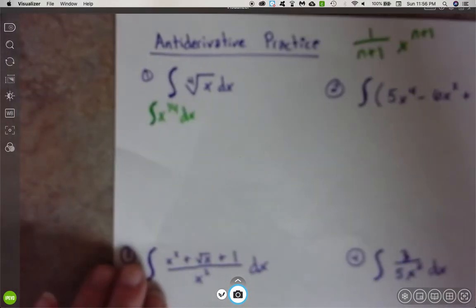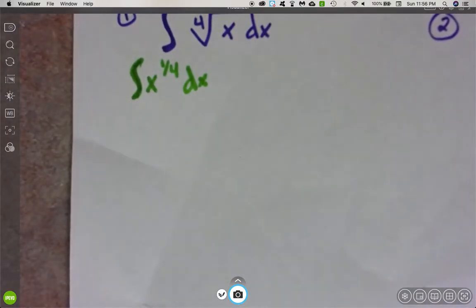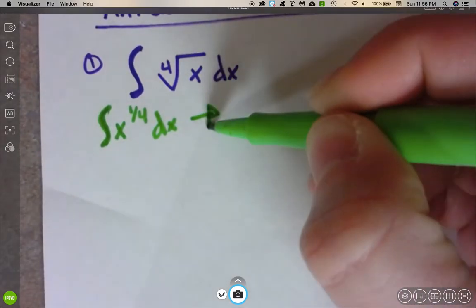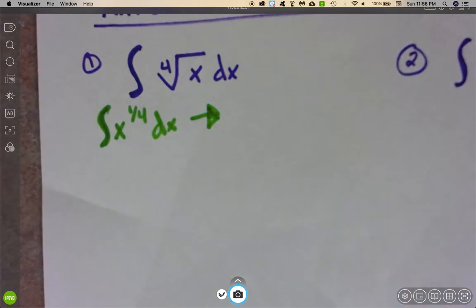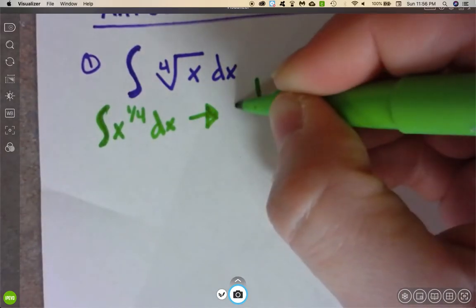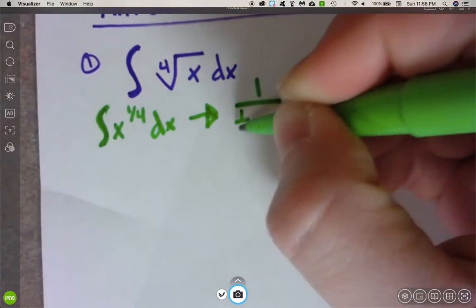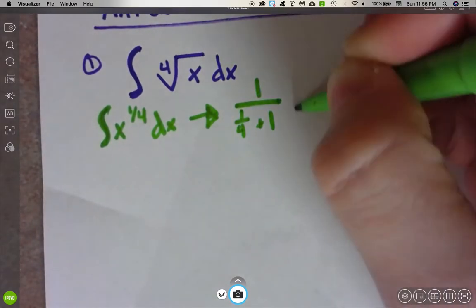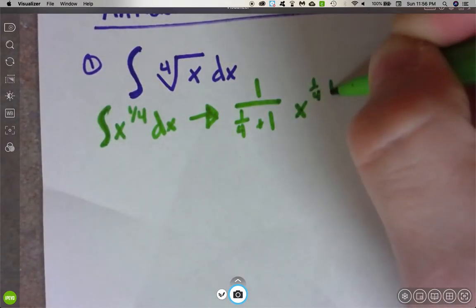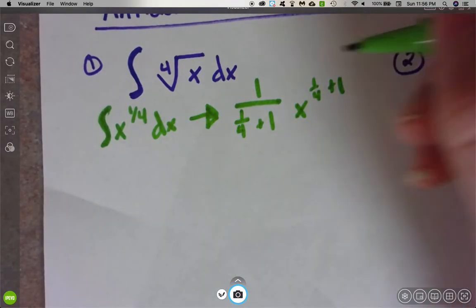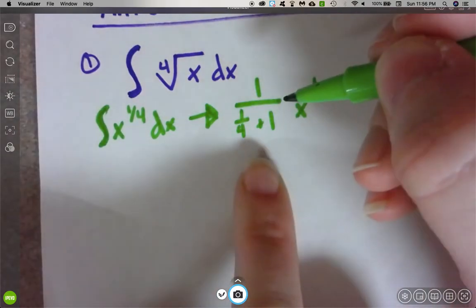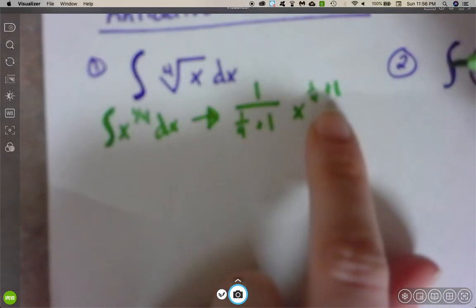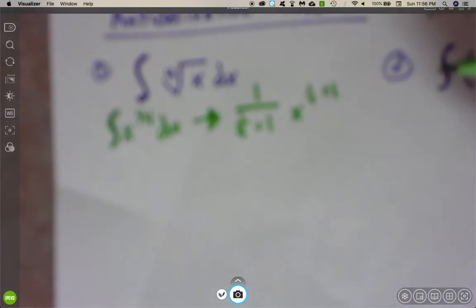Okay, let me zoom in here and see. There we go. It's a little less fuzzy. Okay, so now we're going to take the antiderivative, and what we want to do is use that formula, 1 over n plus 1, x to the n plus 1. So I want to do 1 over, my n is going to be 1/4, and I'm going to add 1 to that, x to the 1/4 plus 1, okay? You'll find as we're going through here that the bottom part of your fraction will always be the same exponent as the top part, that 1/4 plus 1, okay? So now we just need to simplify.